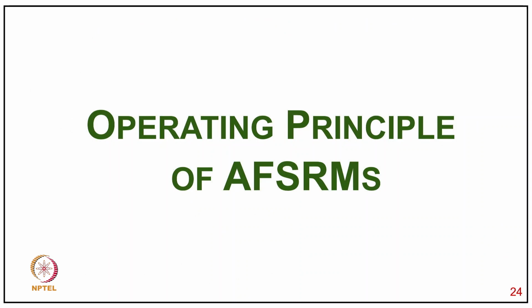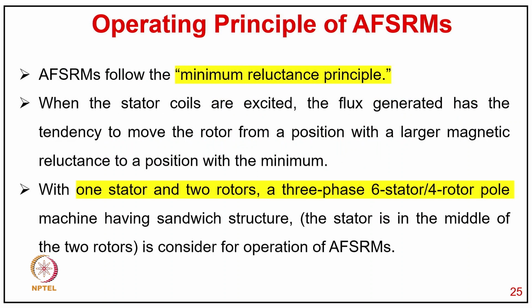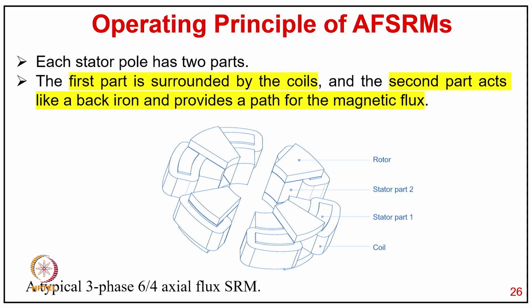Now coming to the operating principle of axial flux reluctance motors. The axial flux motor follows the minimum reluctance principle: when the stator coils are excited, the flux generated has the tendency to move the rotor from a position of larger magnetic reluctance to the position with minimum reluctance. With one stator and two rotors, a three-phase machine with 6 stator and 4 rotor poles having a sandwich structure, with the stator in the middle of the two rotors, is considered for operation of the axial flux reluctance motor. You can just have a look at it.